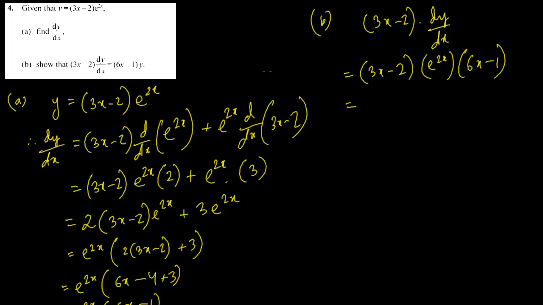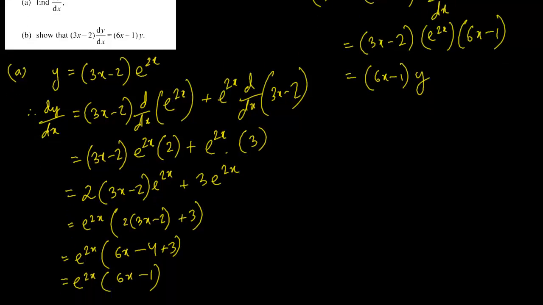Now we have to show that this side is equal to (6x - 1) times y. So 6x minus 1 is already there. So let me write this down here, 6x minus 1. So whatever is left over is e to the power 2x (3x - 2). But we already know y equals (3x - 2) times e to the power 2x. So we can write y here. So thus this is shown. Let's move on to the next one.